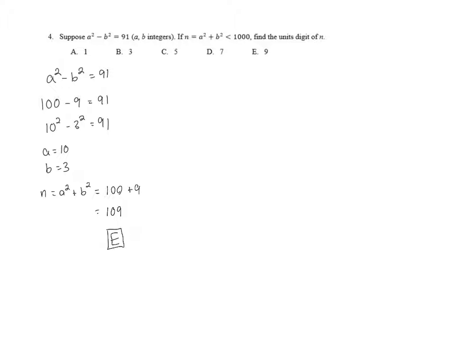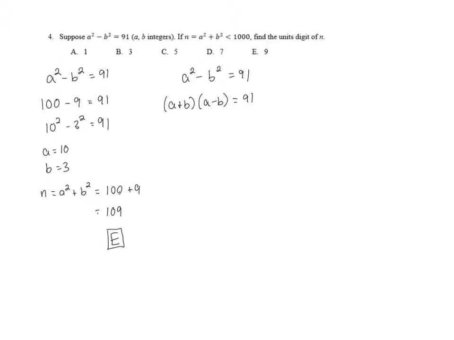Now, if you don't see that beginning step where a squared minus b squared equals 91 has a really nice answer, 100 minus 9, there's another way to get those numbers. We know that a squared minus b squared is 91, but we can factor a squared minus b squared as a difference of squares. So we've got a plus b times a minus b equals 91. And we can look at the different ways that you can factor 91.